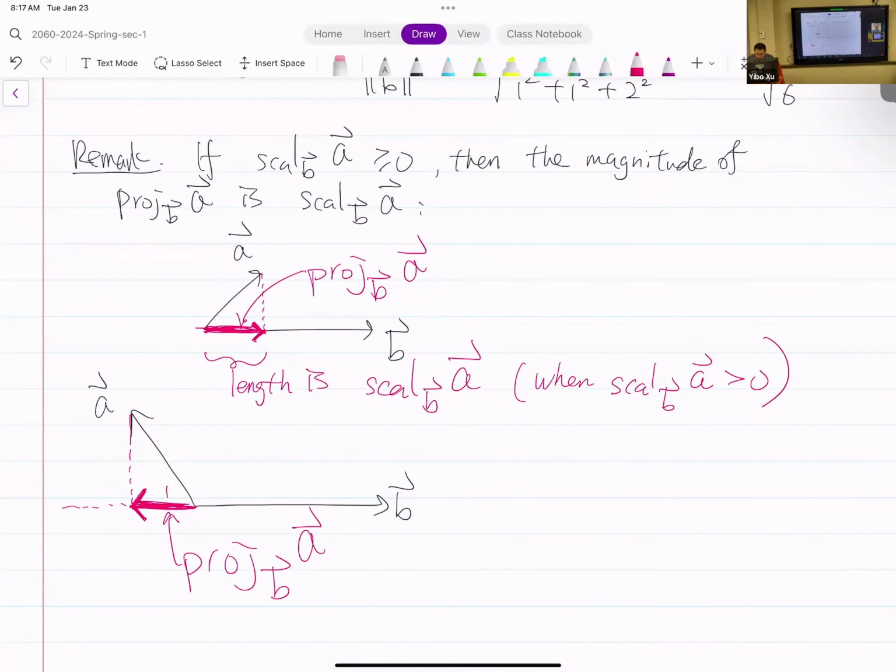In this situation, the length is the negative of this scalar projection onto B of A, since this quantity is negative.